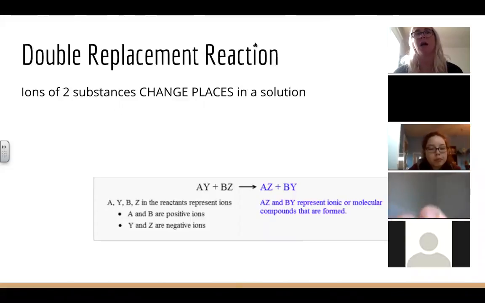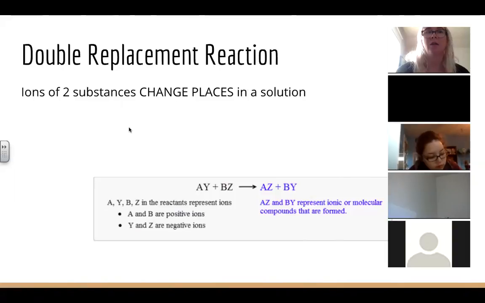It's when the ions of two substances change places in a solution. So the key here is that it's not 100% in a solution. There are some that happen not in solution, but most of these reactions take place in a solution, and those ions, right, which can usually only exist in a solution, switch places.